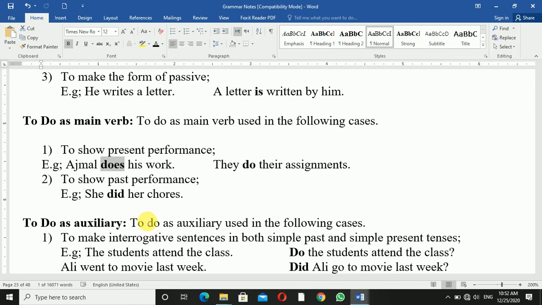So here this does itself is a main verb. Why is it a main verb? Because after this we do not have any other auxiliary or main verb. This does here itself functions as a main verb. Why? Because after does we do not have any other verb. Okay, so it's a main verb. So it means to perform something, to carry out an action. So here does means doing something.